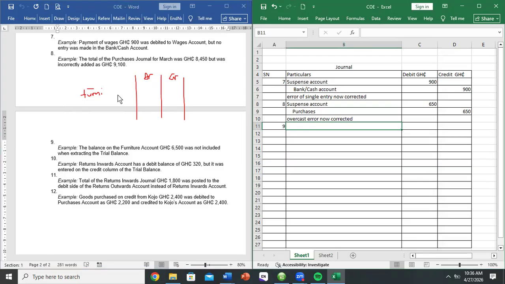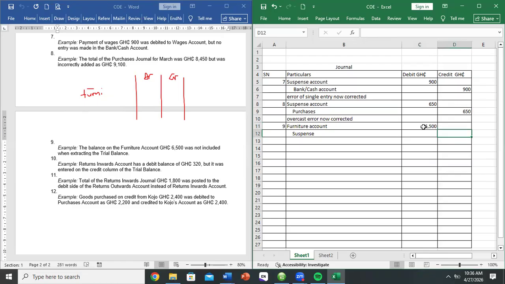Because you know this error would affect the trial balance. If you don't send their balances to the trial balance, it will affect the agreement of the trial balance. Even in classroom, when you are preparing your trial balance and you forget to send one of the account balances, your trial balance will disagree. So here we are going to debit furniture, and then we'll credit suspense. So the amount is 6,500.